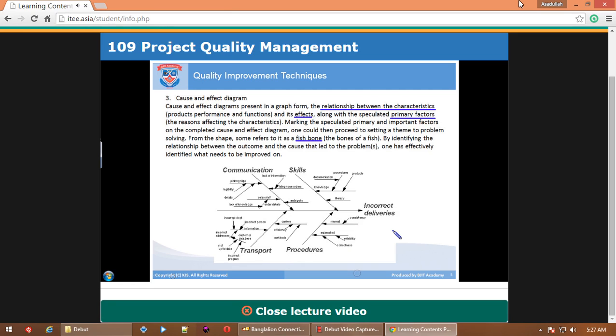So, by identifying the relationship between the outcome and the causes that led to the problem, that means these characteristics and their primary factors, one has effectively identified what needs to be improved to improve the quality of the product.